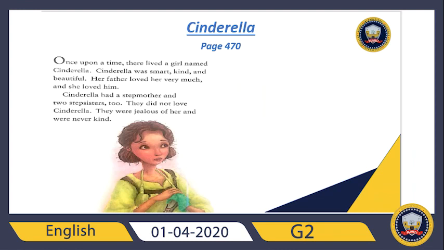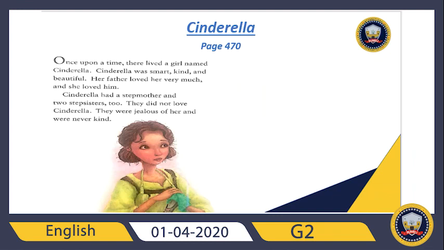So once upon a time, there lived a girl named Cinderella. She was smart, kind, and beautiful. Her father loved her very much and she loved him. Cinderella had a stepmother and two stepsisters. They did not love Cinderella, they were jealous of her and were never kind. So, it is not mentioned here, but in this story, Cinderella's father dies. So, she has to live with her stepmother and two stepsisters.